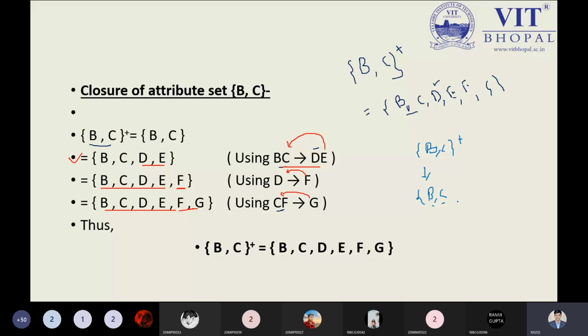So undoubtedly, D and E will be part of the closure of these two attributes B and C. Now D is already available, but after seeing the next part, you can see F is an attribute which depends on the D. So F will be part of it because D is already available. Now after seeing this functional dependency, you are able to see G will also be applicable over here because C and F are already available here. So G will be part of this attribute set.